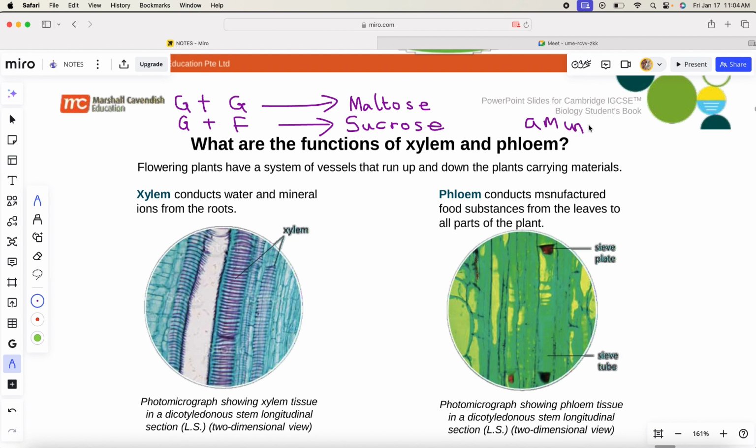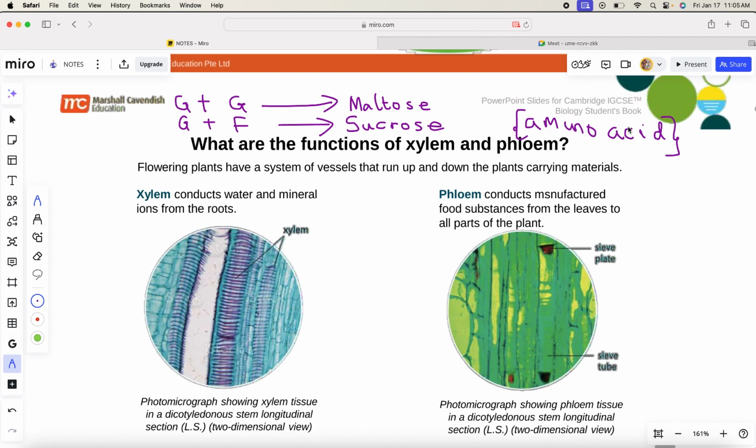Now, amino acid is made when the glucose or sucrose reacts with nitrogen from the nitrate, the inorganic mineral that has been absorbed and transported to the palisade mesophyll of the leaf. When the nitrogen combines with the glucose that is manufactured, they form amino acid. Amino acid is the smallest unit of protein.